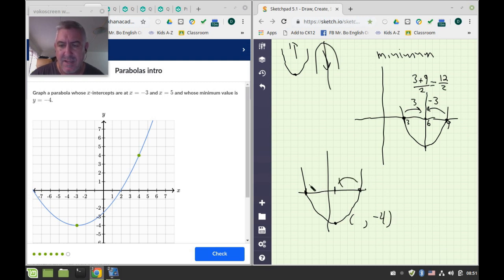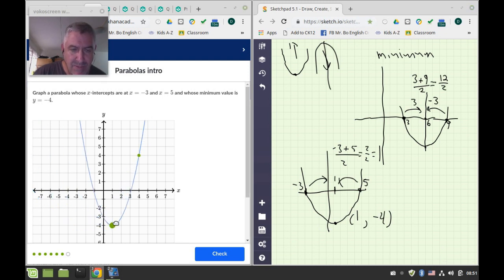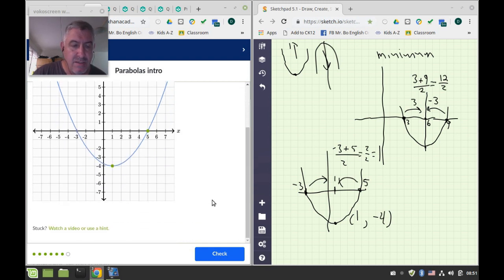We're going to find that average again. This is negative 3, and this is 5. Negative 3 plus 5 over 2 is equal to 2 over 2, which is equal to 1. So my point there is at 1. I know my x-intercept is at 5 and the other one is at negative 3. Yeah, it works out. We didn't move that point, but it landed on itself, and that's a double check for us.